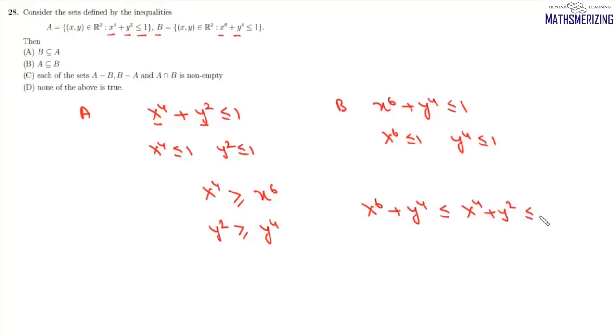plus y square and will be less than or equal to 1, which clearly shows that if x square plus y square is less than or equal to 1, then x to the power 6 plus y to the power 4 is also less than or equal to 1. So all the solutions of this inequality automatically satisfy this second inequality. So all the points in set A are contained in this set B. So the answer to this question will be A is a subset of B, and that's your option B.